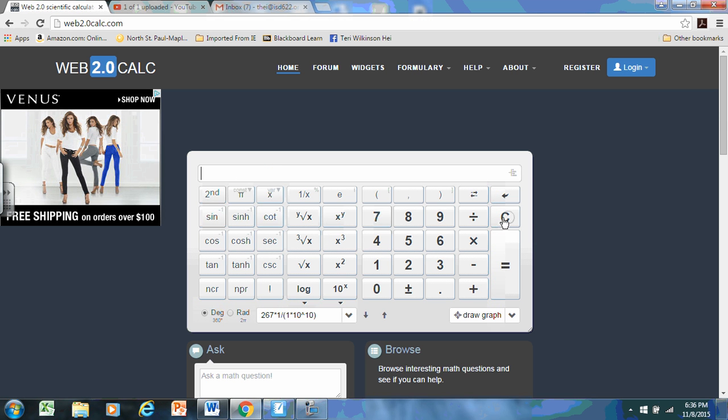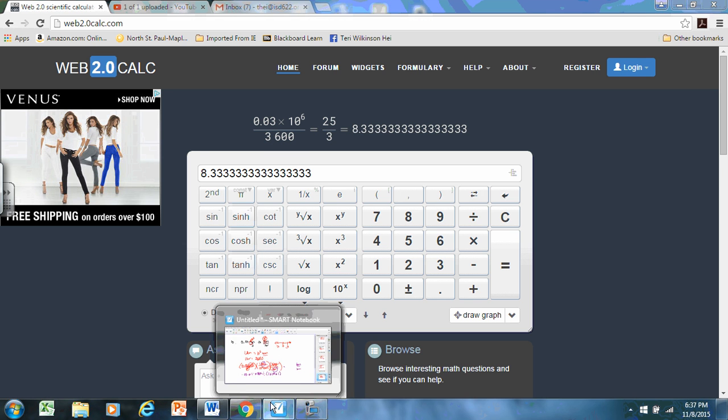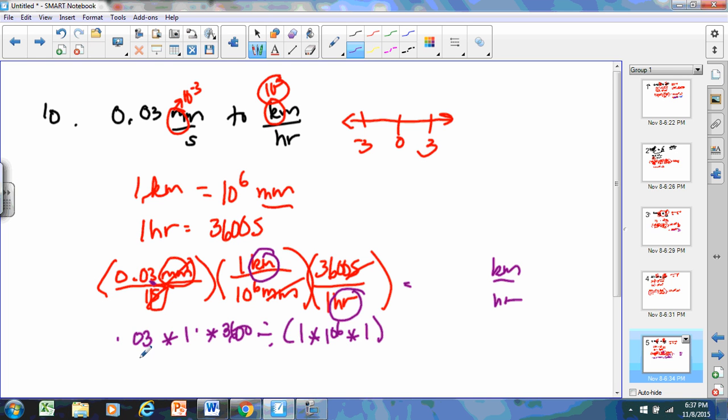So hitting clear, if I type in 0.03 times 10 to the 6th divided by 3,600, calculator will say, oh no, I did something wrong. That's not the problem. What is it? Oh, I had those flipped. Sorry. It's hard for me to go back and forth.